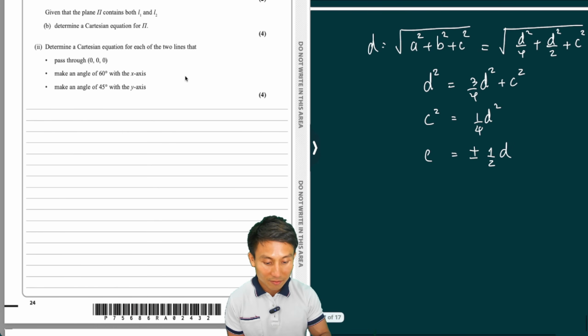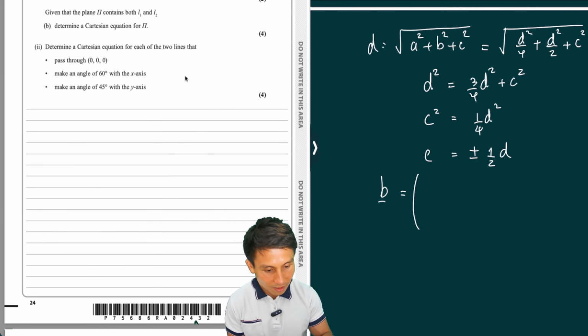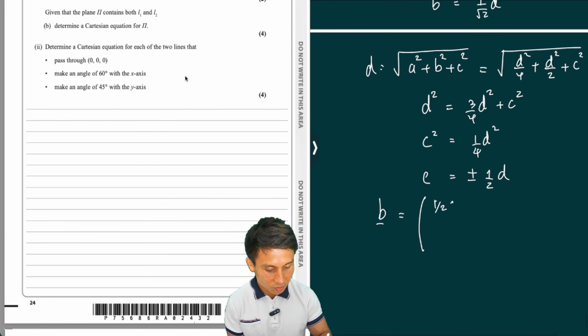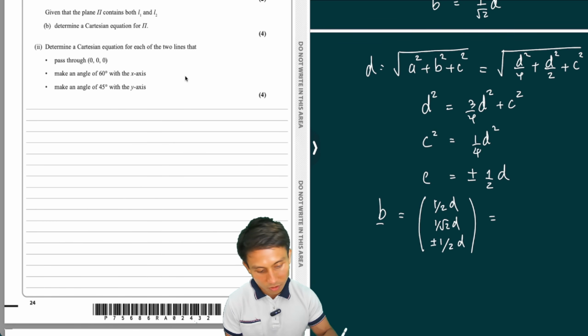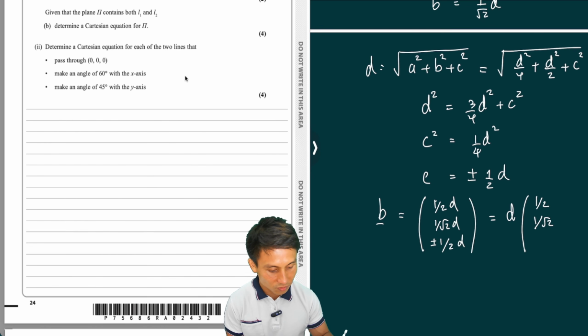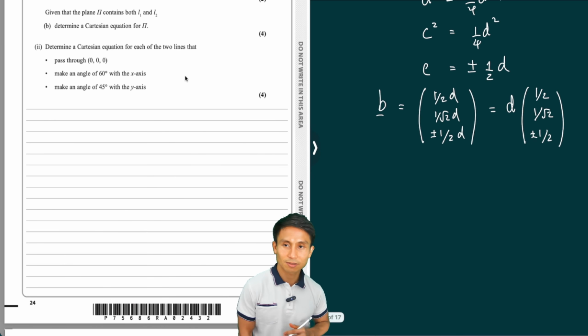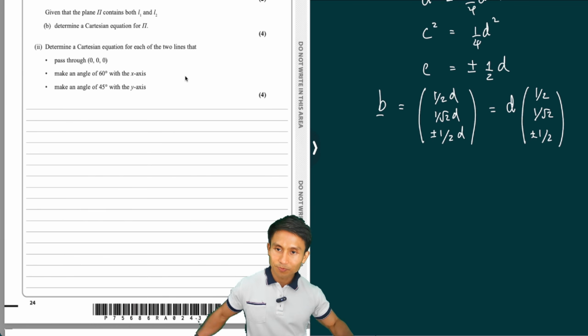So now we get the direction vector B, as we put earlier, as, what was the A again? 1 over 2, right? So 1 over 2 D, 1 over root 2 D, and plus or minus 1 over 2 D. Or it's just some scalar value D times 1 over 2, 1 over root 2, plus or minus 1 over 2. That's the direction vector. Okay?